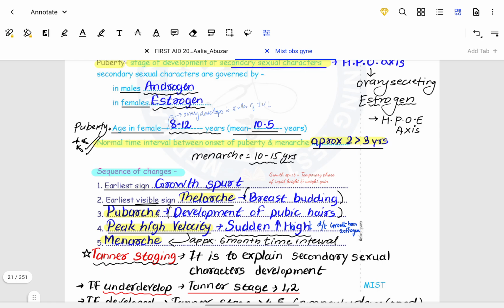So menarche we attain at 10 to 15 years. You add 2, 8 plus 2, okay? A 2 to 3 years gap will be there. Now, sequence of changes. Earliest is growth spurt.